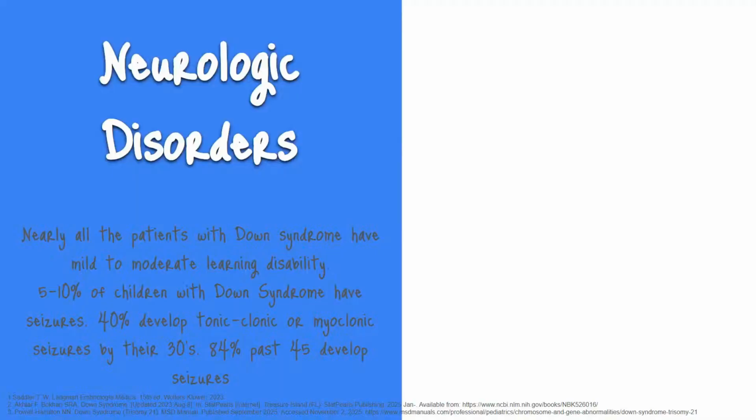Neurologic disorders. Nearly all the patients with Down syndrome have mild to moderate learning disability. 5 to 10% of children with Down syndrome have seizures. 40% develop tonic-clonic or myoclonic seizures by their 30s. 84% past 45 develop seizures. So they have a reduced brain volume, especially in the hippocampus and cerebellum.